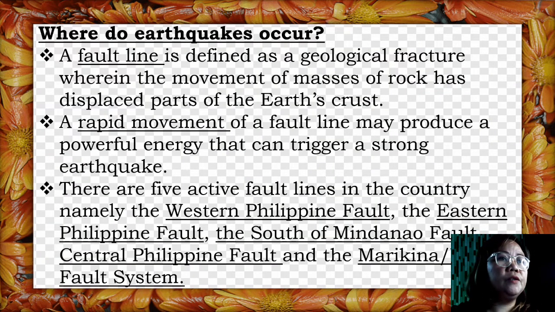Where do earthquakes occur? A fault line is defined as a geological fracture wherein the movement of masses of rocks has displaced parts of the earth's crust. A rapid movement of a fault line may produce a powerful energy that can trigger a strong earthquake. There are 5 active fault lines in the country, namely the Western Philippine Fault, the Eastern Philippine Fault, the South of Mindanao Fault, Central Philippine Fault, and the Marikina Fault System.